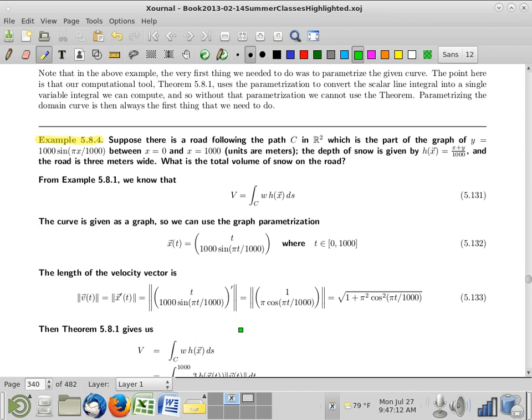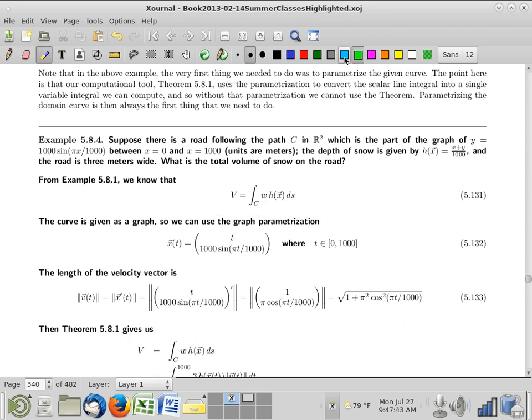Another example. Now, again, I'm going to flash back to a previous application we talked about, namely computing snow on a road. We've already worked out that when you have a road of a certain width and following a certain path with snow depth, a certain function of position, that this is the scalar line integral that's going to compute quantity, volume of snow for us. So I won't go through that again. Just that now I've given us some specifics.